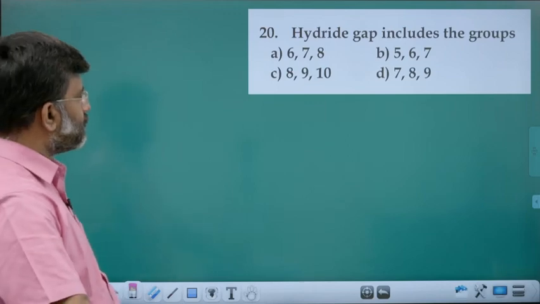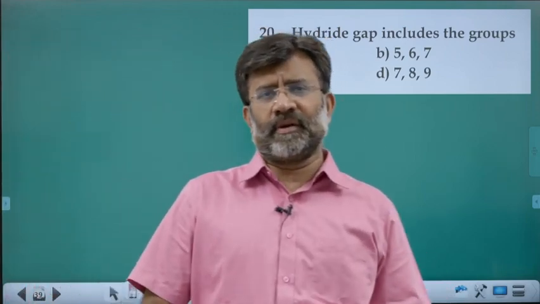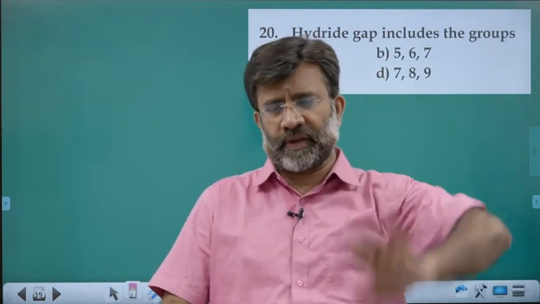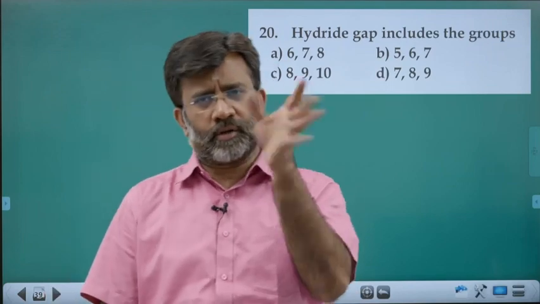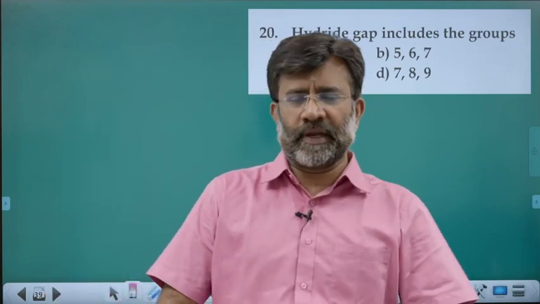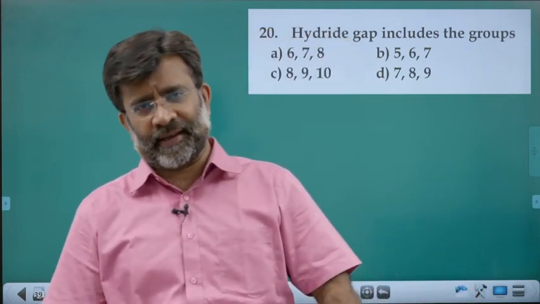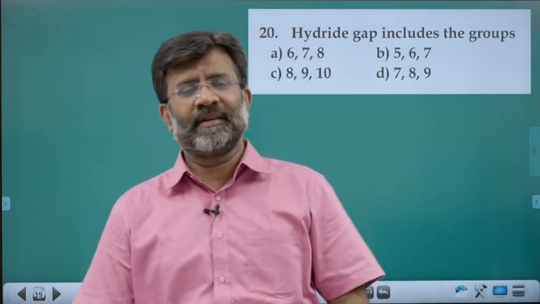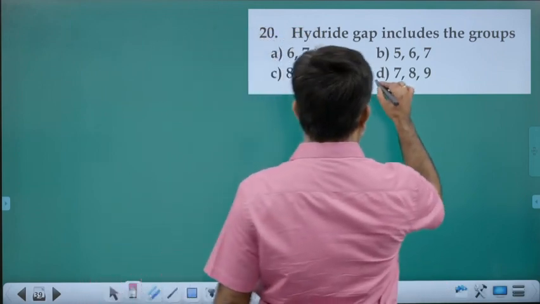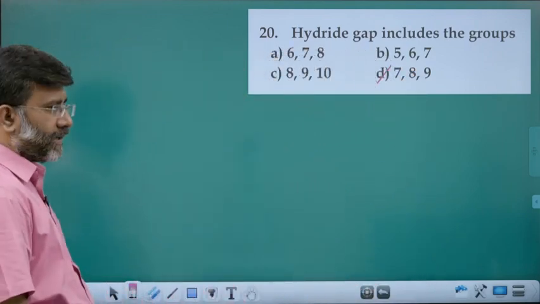Hydride gap. All of you learned hydride gap. All elements in the periodic table give you hydrides, except, keep noble gases away. I'm talking about other groups. All groups are giving hydrides except 3 groups: Group 7, Group 8, Group 9. Group 7, 8, 9 are not giving hydrides, and they are called the hydride gap.